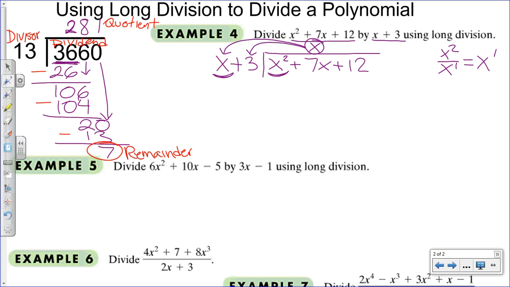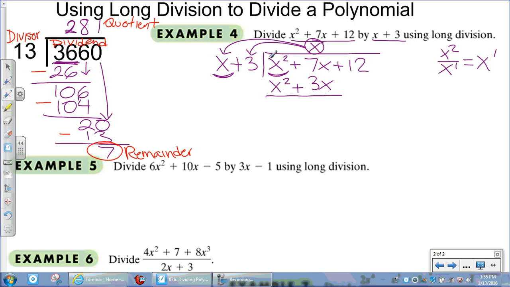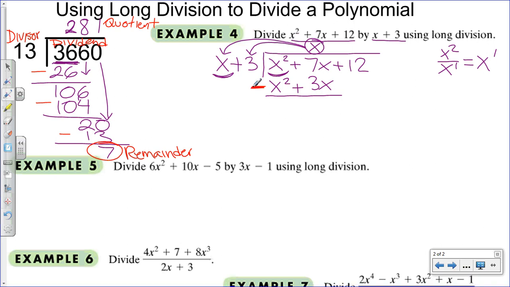So x times x, x squared. X times 3, 3x. Then what did we do after multiplying? Subtract. So this turns into negative. And this one also turns into negative. X squared minus x squared cancels out, that's 0. 7x minus 3x is 4x. 7 minus 3? 4, right? But 4 x's. Alexis, you paying attention? Now, what is next, Alexis?